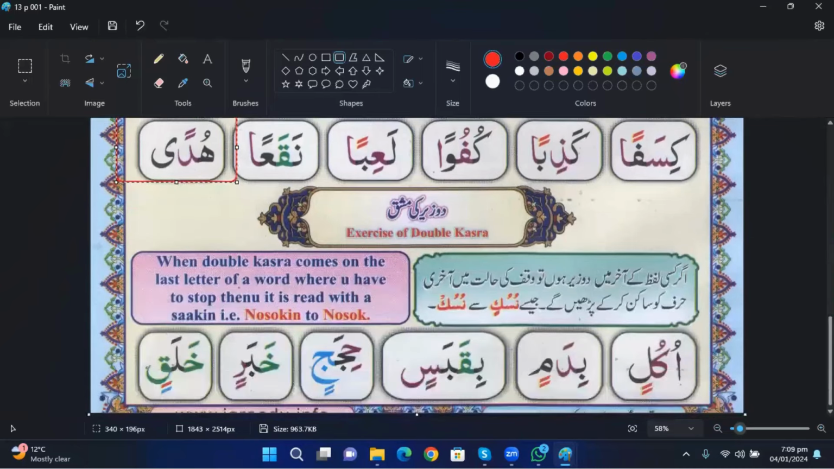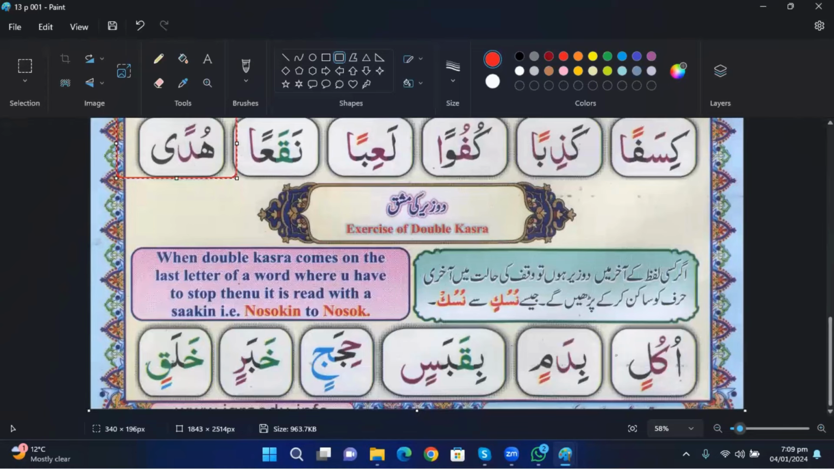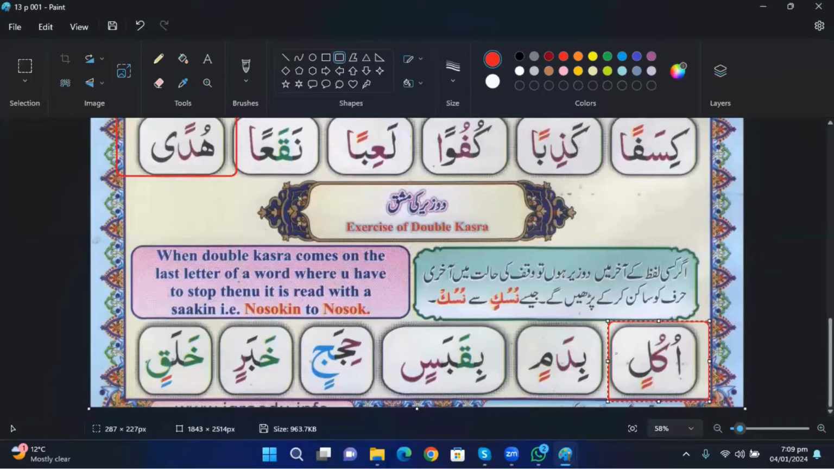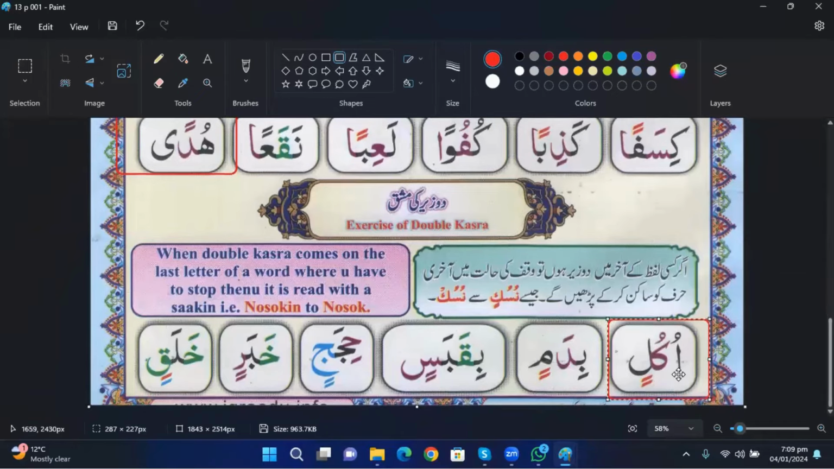Next one, exercise of double kasra. When double kasra comes at the end of a word where you have to stop, in stop condition the double kasra will be totally dropped. Like hamza damma u, kaf damma ku, uku, lam double kasra lin, ukulin. Ukulin will become ukul. Ba kasra bi, dal fatha da, bida, mim double kasra min, bidamin will become bidam. In stop condition, double kasra will drop.